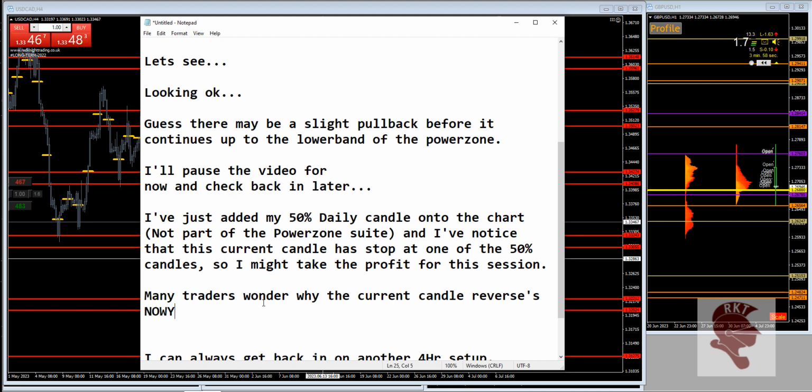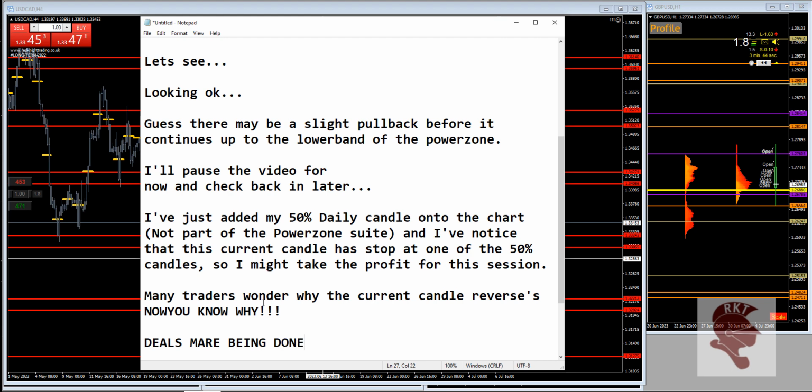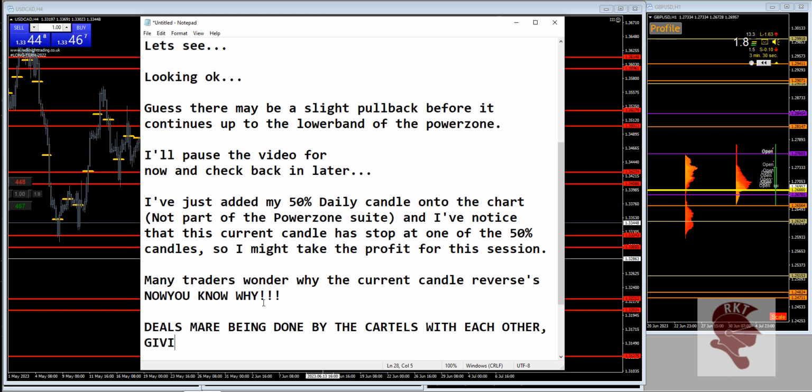As it says there, I've just added my 50% daily candle onto the chart, not part of the Powerzone suite I hasten to add. I've noticed that this current candle has stopped at one of the 50% candles, so I might take the profit for this session. Okay, I was 50 something pips up. If I wasn't recording, I probably would have taken that profit a bit earlier, but nevertheless, just explaining to you why I decided to get out at this certain point rather than wait for the current candle to hit the next zone.